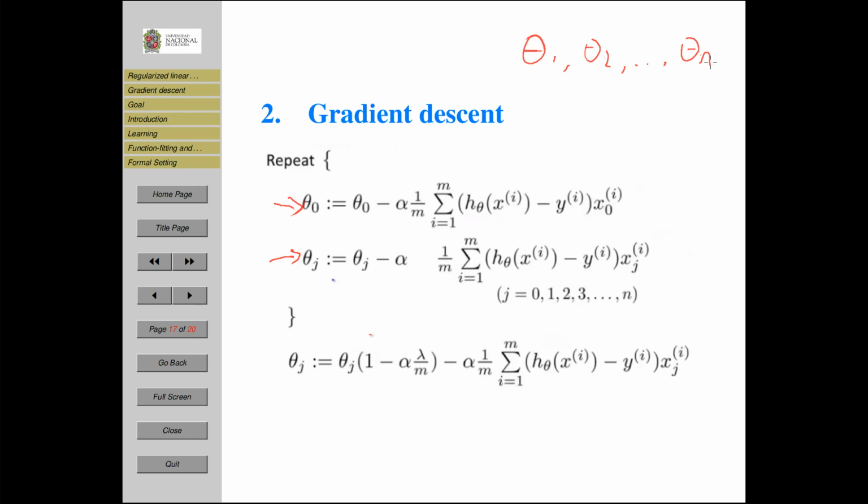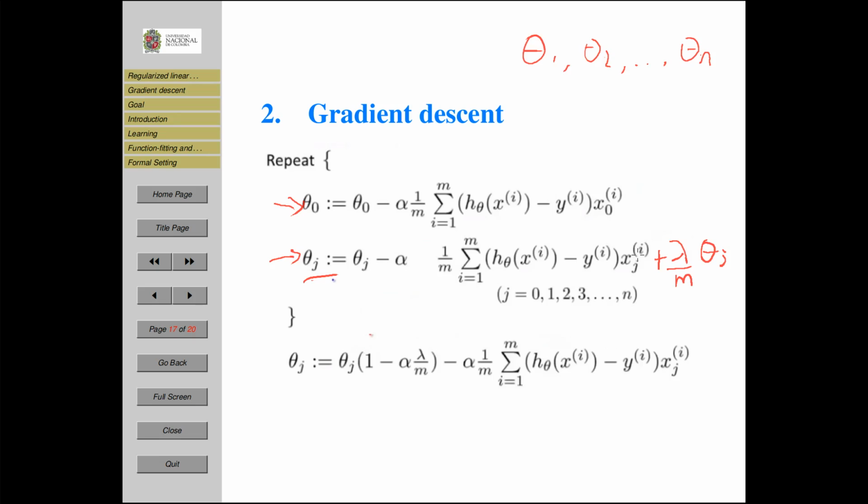Concretely, if we want to take this algorithm and modify it to use the regularized objective, all we need to do is to take this term and modify it as follows. We will take this term and add lambda over m times theta j. And if you look at this new term, the one which has the regularization term, you can then see a mathematical relationship. This one.